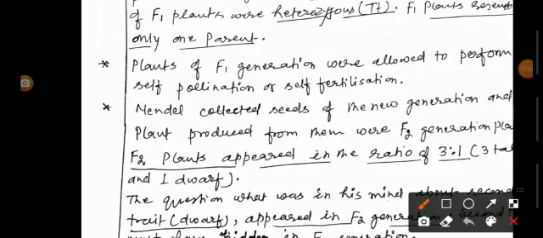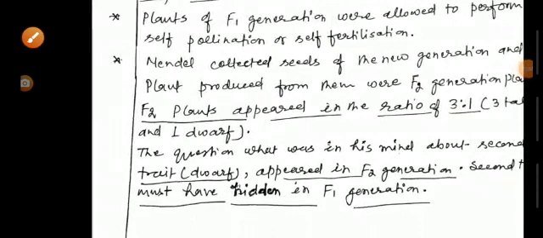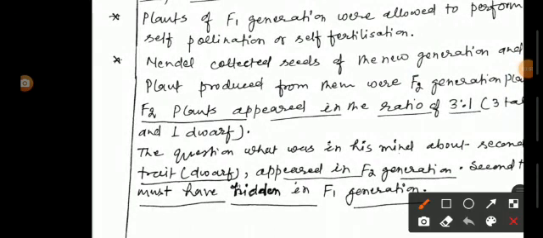Further, the plants of the F1 generation were allowed to perform self-pollination or self-fertilization. Mendel collected seeds of the new generation, and the plants produced from them were F2 generation plants. F2 plants appeared in the ratio of 3:1, meaning 3 tall and 1 dwarf. They were in the ratio of 75% and 25%. The second trait, dwarf, appeared in the F2 generation. It means the second trait must have been hidden in the F1 generation.